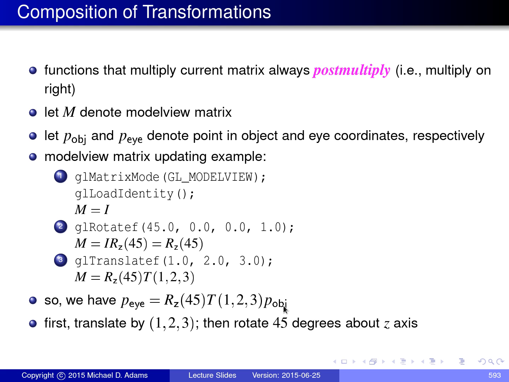In going from object coordinates to I coordinates, I first translate by 1, 2, 3, and then rotate by 45 degrees about the z-axis. So translation happens first, rotation happens second.